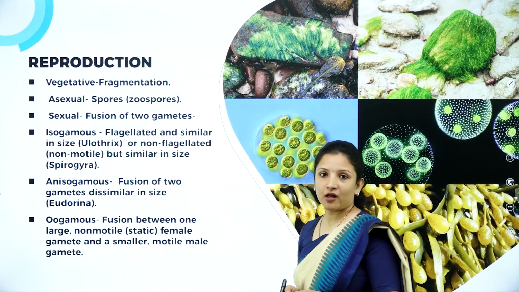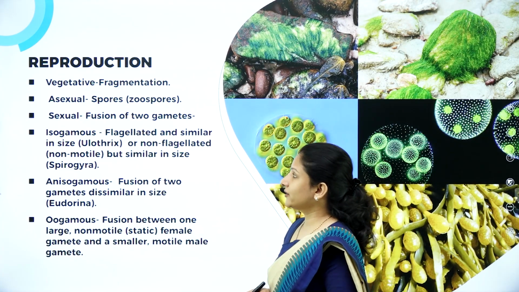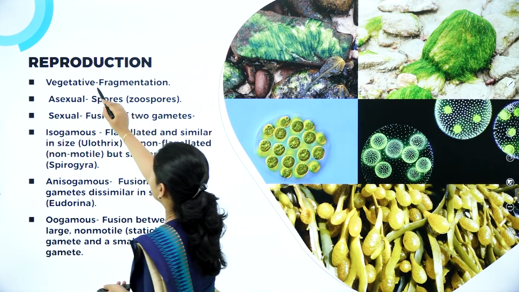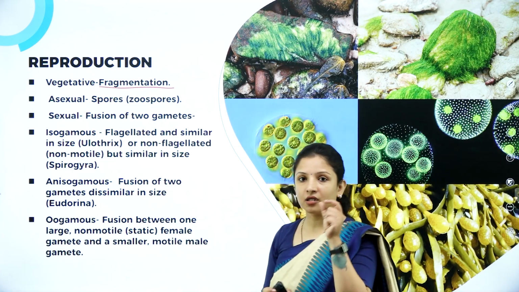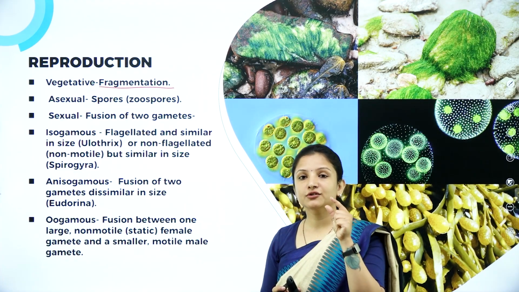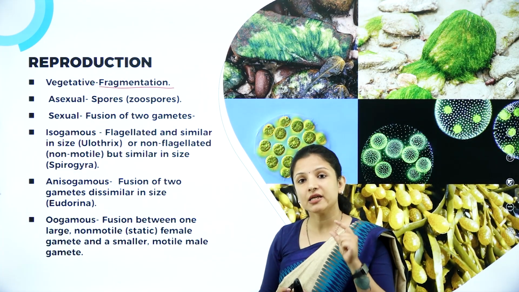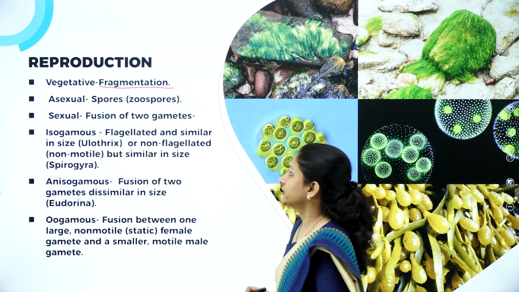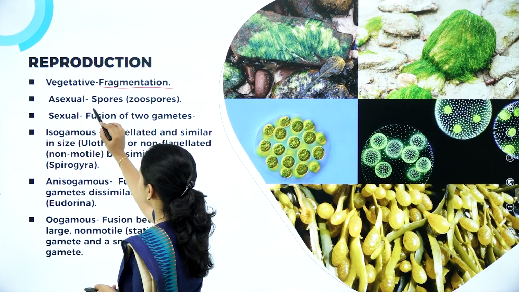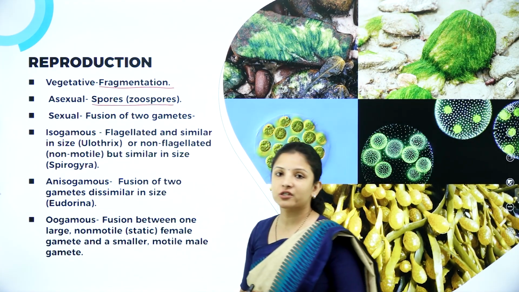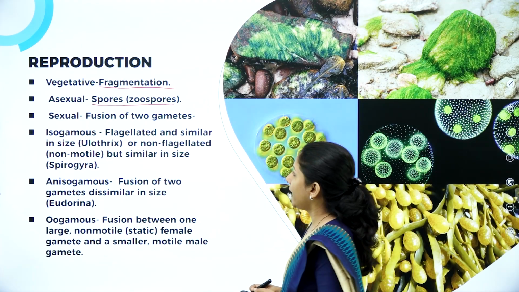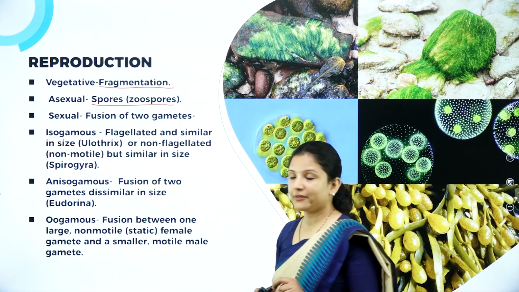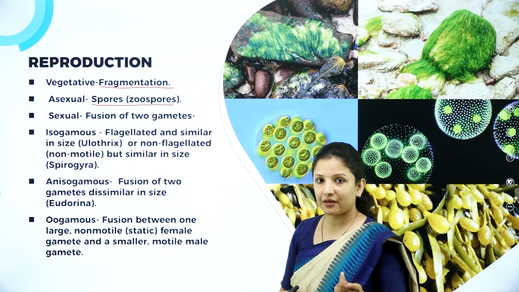Next, talking about reproduction in algae. The algae can reproduce vegetatively, asexually and sexually. The vegetative method of reproduction is by fragmentation, wherein the algae breaks into smaller fragments or smaller bits, and each fragment develops into a new algae or a plant body or thallus. So that is by fragmentation. Asexual reproduction is by the formation of spores, especially zoospores, which are motile. And sexual reproduction is by fusion or fertilization of two gametes, wherein the male and the female gametes are involved.